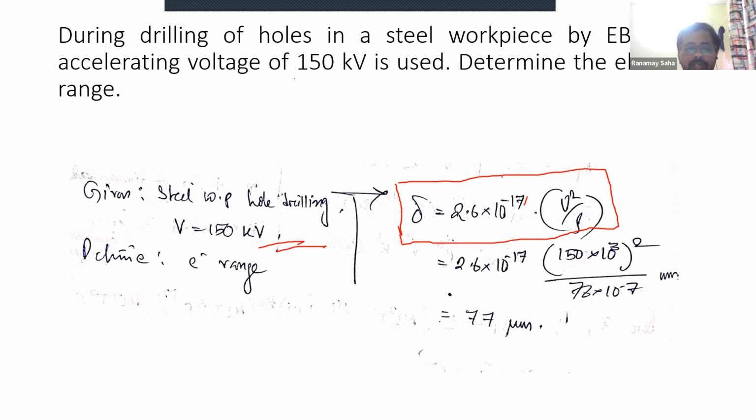This is an empirical relationship, of course, multiplied by V square upon rho. So V is the accelerating voltage, which is given as 150 kilovolts. You convert it to volts, and then you divide that by the density of the particular material. This is a steel workpiece, and this is the density of steel, and then you find out the electron range as 77 microns. I hope that is clear too.